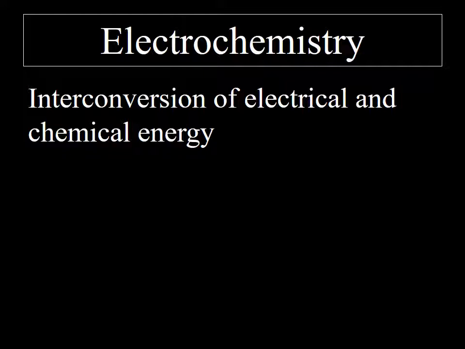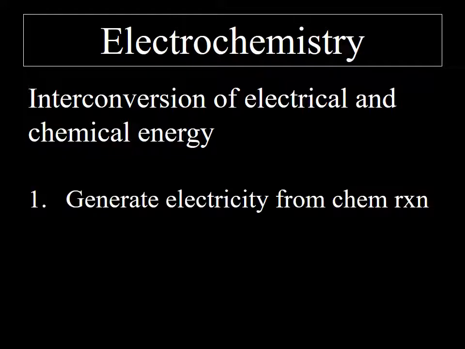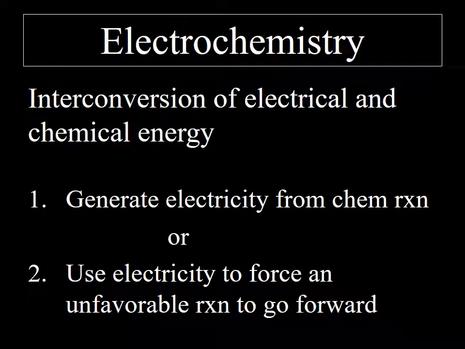Electrochemistry is the interconversion of electrical and chemical energy. That means turn electrical into chemical or chemical into electrical. So we can generate electricity from a chemical reaction, or we can use electricity to force an unfavorable reaction to go forward. So we talked a little bit about that in chapter 17 as well.